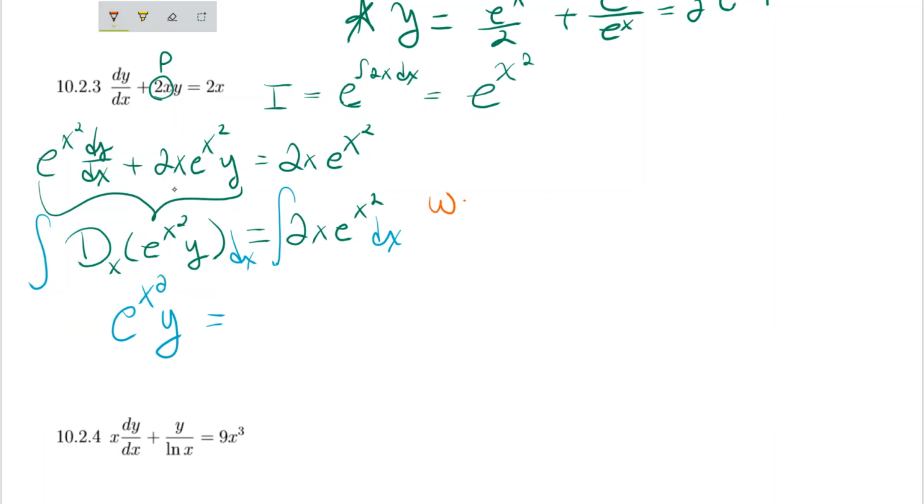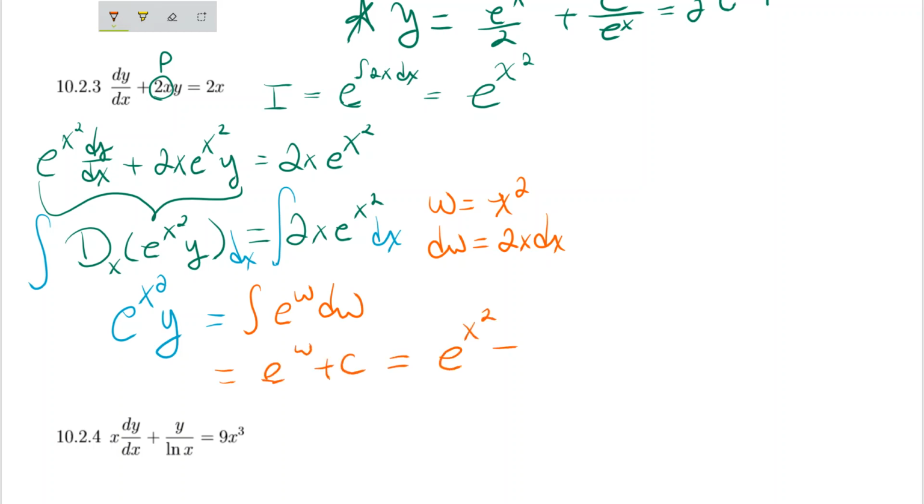So here I'm going to need to use some substitution. I'm going to use w equals x squared. dw, the differential of w, is the derivative of w's function, oops, 2x, not 2x squared, I forgot to subtract, and then times the differential of x. Oh, okay. So on this side, I get the integral of e to the w dw, which when I integrate will give me e to the w plus c. Then you replace with what it's equal to, e to the x squared plus c.